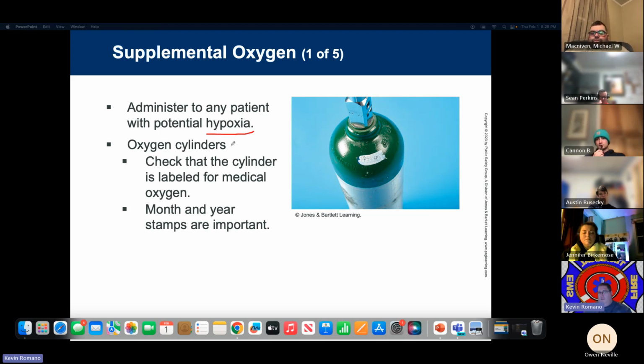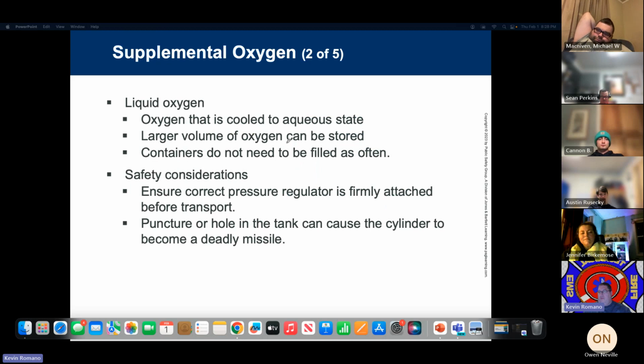All right. Cylinders, make sure that you check them, make sure that the month and year stamps are on them as well. Check the labels, make sure it's actually oxygen, not just nitrous oxide. That'd be a fun night. All right, what else we got going on here?